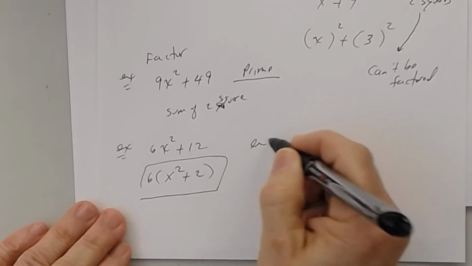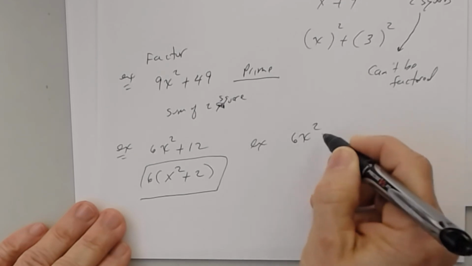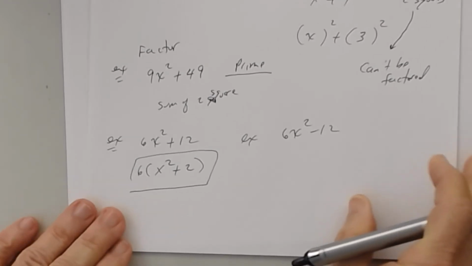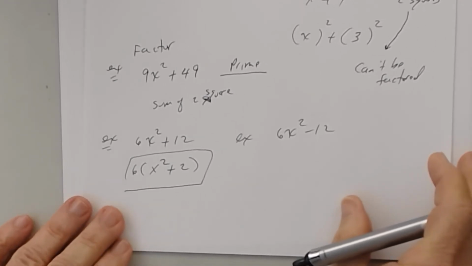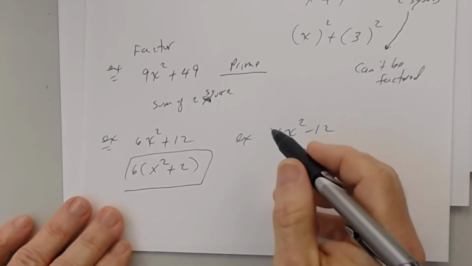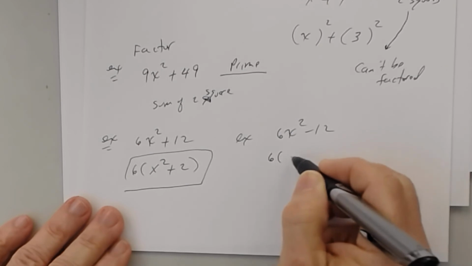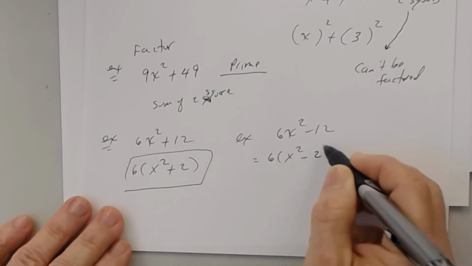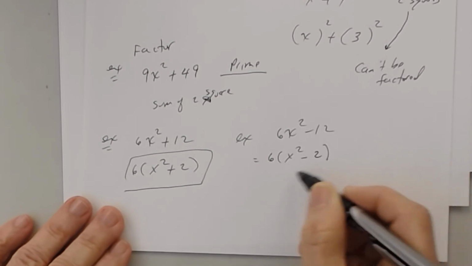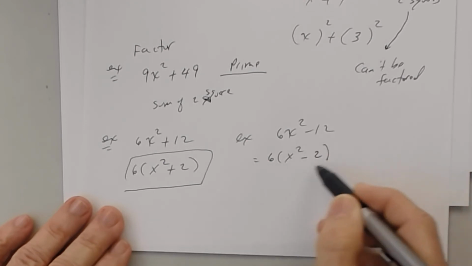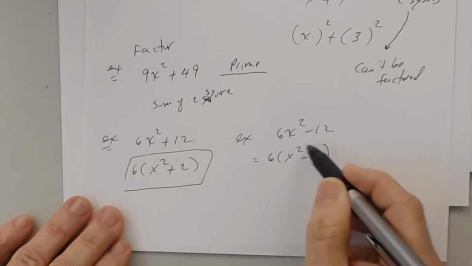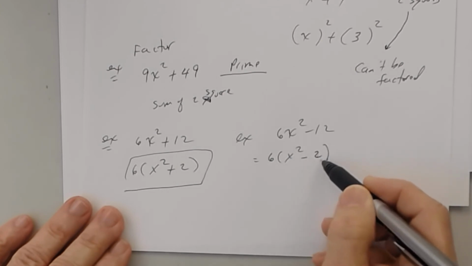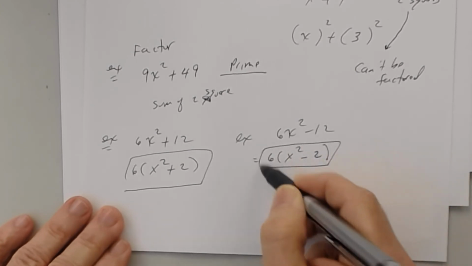Now, what if I had this? 6x squared minus 12. What would that be? Okay, GCF is 6. You have to do that first. Times what? X squared minus 2. Now, look at what you have here. Is this the difference of two squares? No, because 2 is not a perfect square, so there's your answer. You're done.